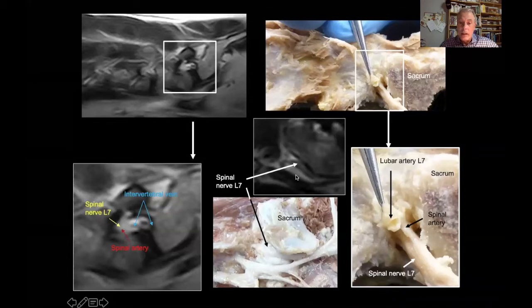So on this MRI, as you see, the spinal nerve L7 here. This is a dissection. As you see, the sacrum, and this is L7, the spinal nerve L7, L6, L5. Okay. In this dissection, we look closely. This is the lumbar artery, and this is the spinal artery that detaches from the lumbar artery and is running with the spinal nerve L7.